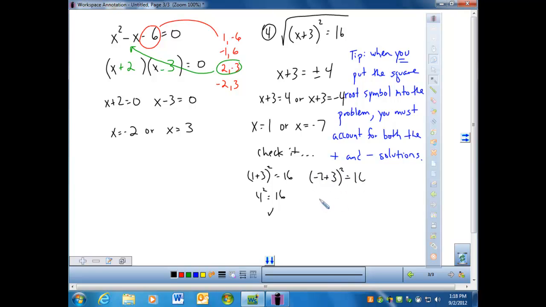Just a reminder, when you check your work, you always want to check your work back into the original problem before you've done any manipulation of it.